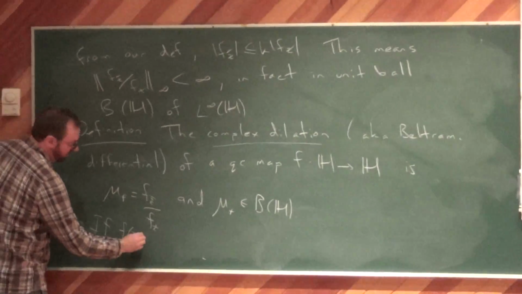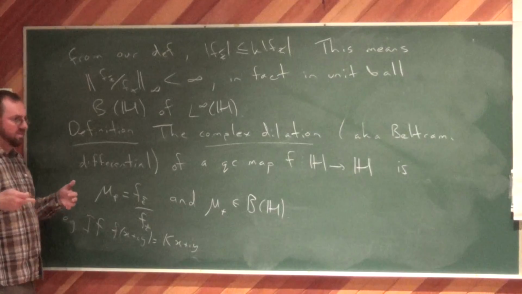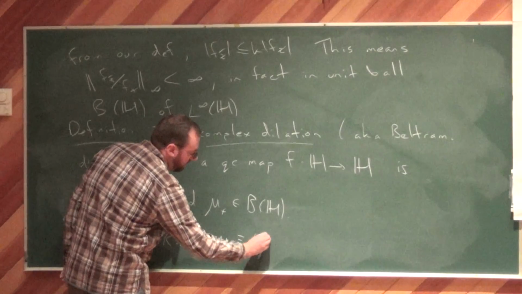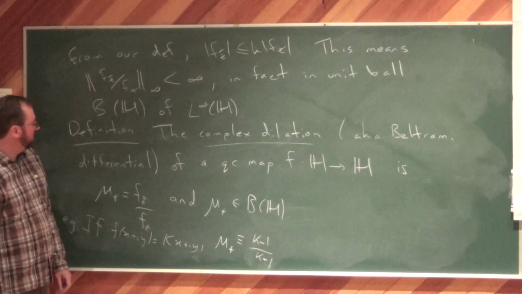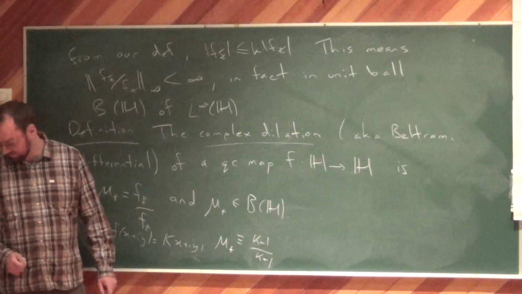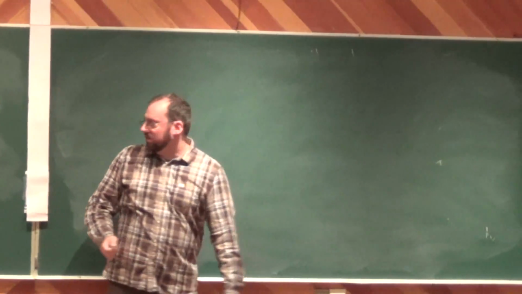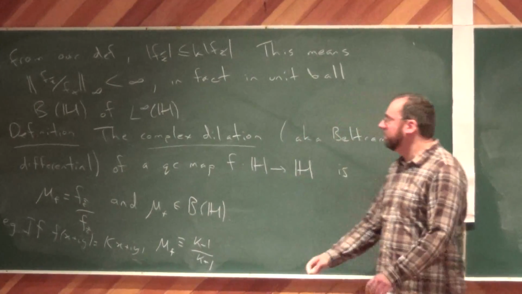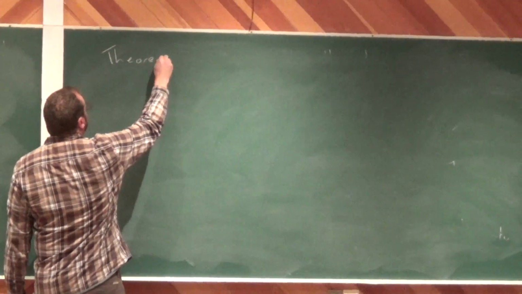So just to go back to our example that we keep in the back of our mind, our affine stretch in direction k, the complex dilatation of this thing is identically k minus 1 divided by k plus 1, which does indeed live in this ball. What is a quite surprising result is that we can go the other way. So we start with a quasi-conformal map and we get an element of the unit ball of L infinity of H. Well, the measurable Riemann mapping theorem tells us we can go the other way.